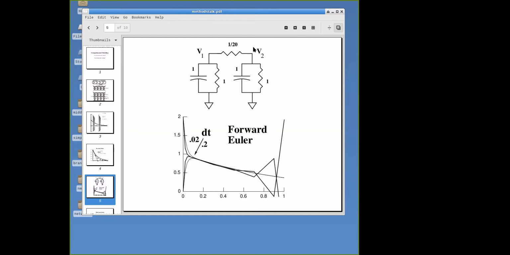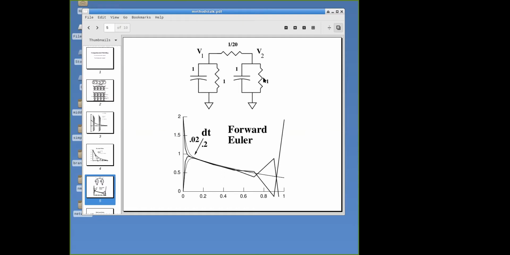But what if there's a little imbalance, a little round-off error between this V1 and V2? Well, if we take too long a time step, we're going to have a growing error between V1 and V2 that will oscillate and explode. And how big does that have to be?